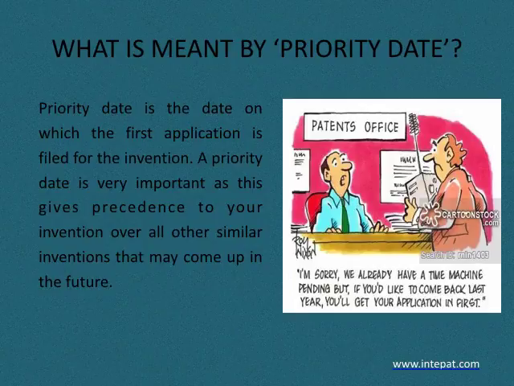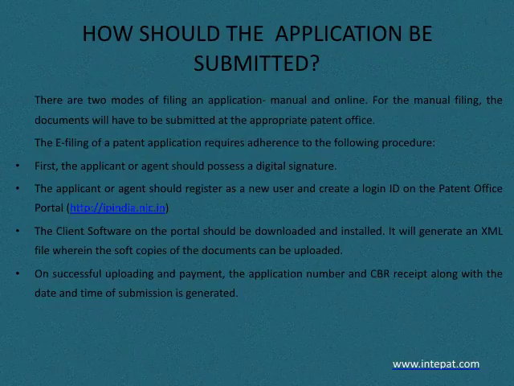Now, how should an application for a patent be submitted? There are two modes of filing an application, manual and online. For the manual filing, the documents will have to be submitted at the appropriate patent office. This at times turns out to be a very Herculean task, and therefore the government has now facilitated the e-filing of a patent application. For the e-filing of a patent application, the following procedure needs to be followed.